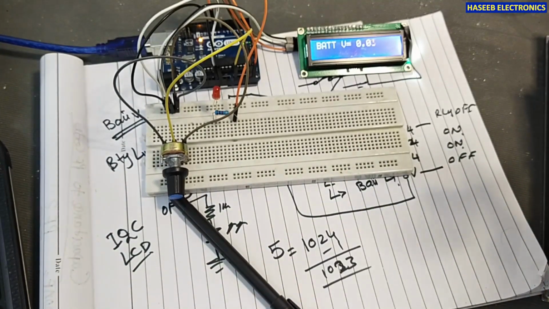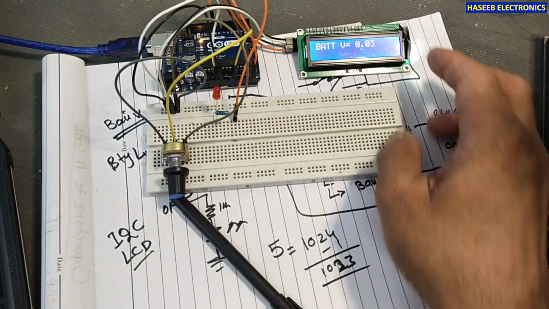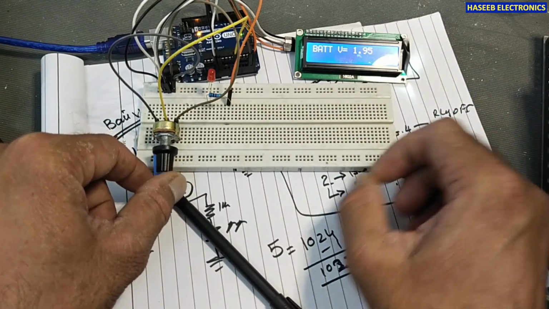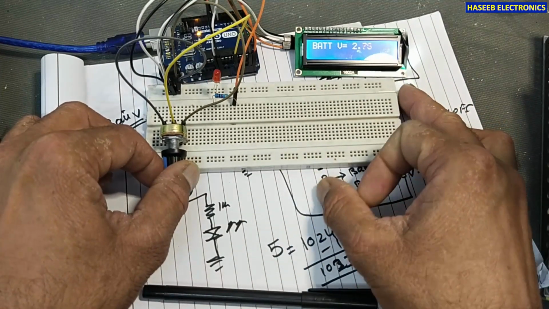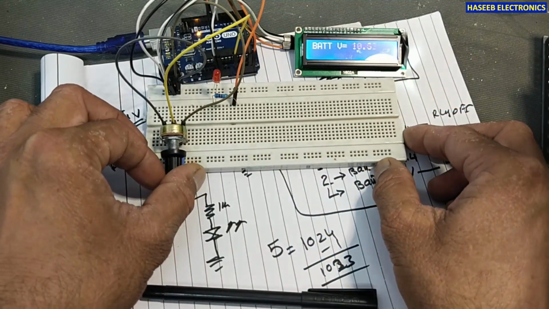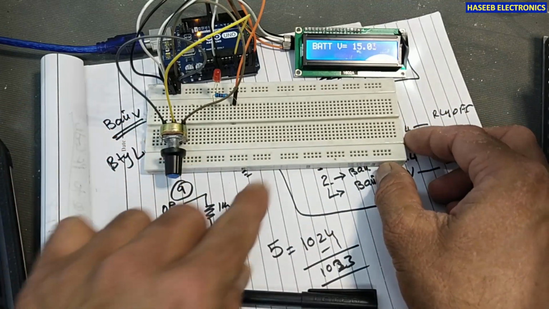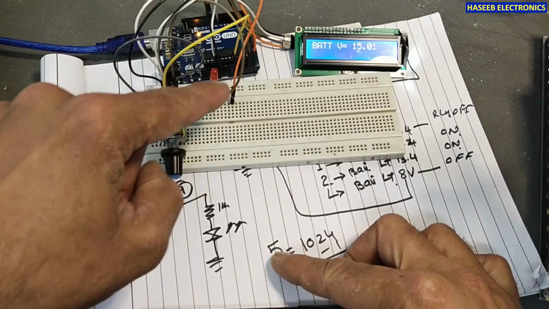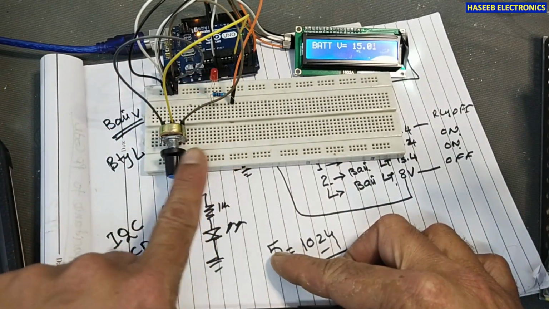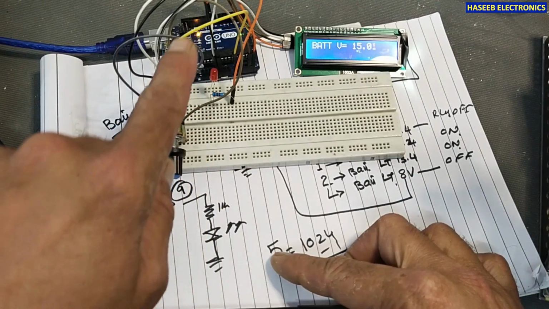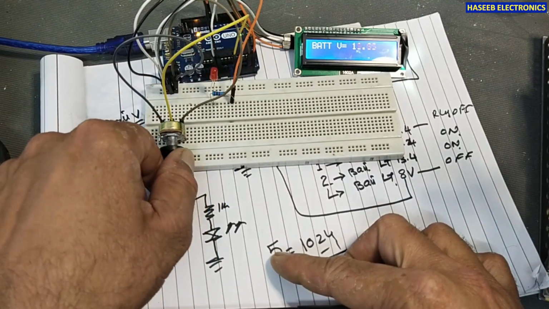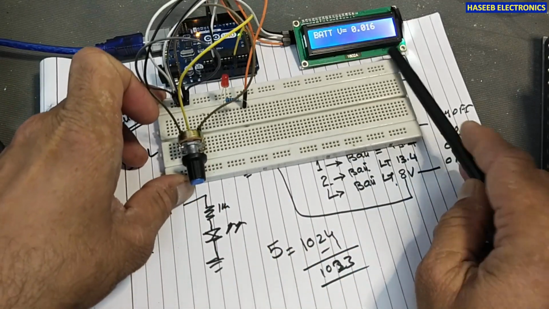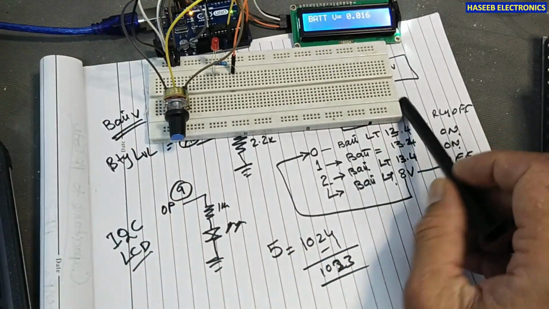So it is showing 0.003 volt. If I increase it, yes, wonderful. Now it is measuring the voltage. When I set it to maximum, it will say 15 volts because I am feeding 5 volts. When I move fully right, clockwise, I feed 5 volts to this pin. When I set it counterclockwise, we can say we are monitoring the battery voltage very nicely.